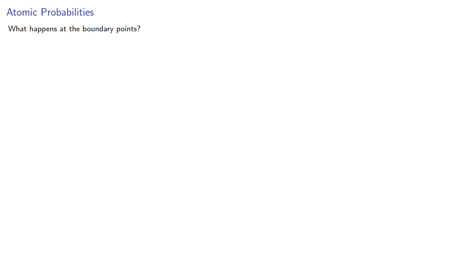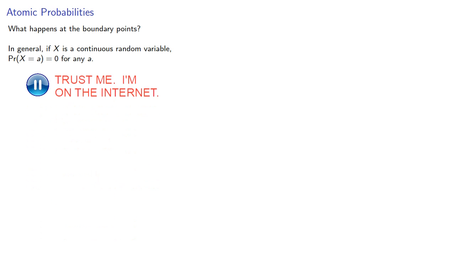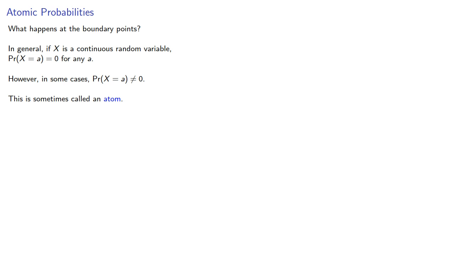What happens at the boundary points? In general, if x is a continuous random variable, the probability that x is any specific value a is 0. However, in some cases, that probability might be non-zero. This is sometimes called an atom. Informally, if our probability isn't 0, then our probability density function has to have value infinity. The problem is that infinity is not a number, so formally, this requires a much more advanced course. So we won't sweat the details here.